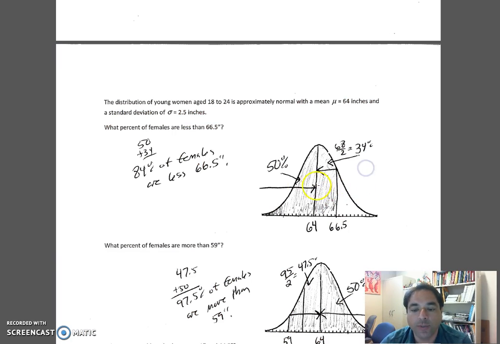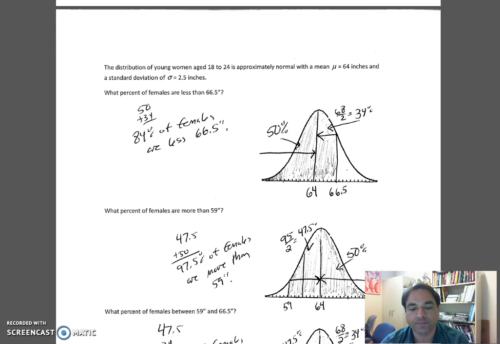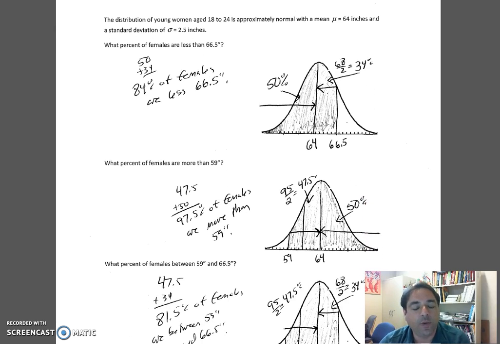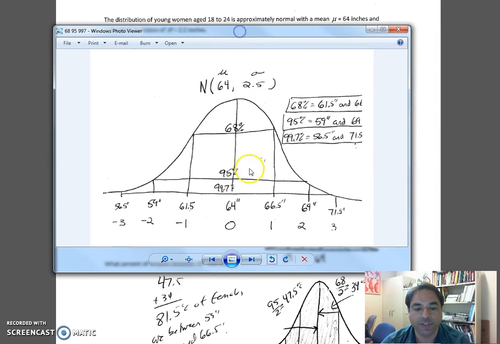So again, what we're doing is we're looking at it in pieces. This is 50. We've now figured out this is 34. So we add the two. 84% of females are less than 66.5 inches. Okay, let's practice that. Next one. What percent of females are more than 59 inches? More than 59 inches. So again, go to our large picture.